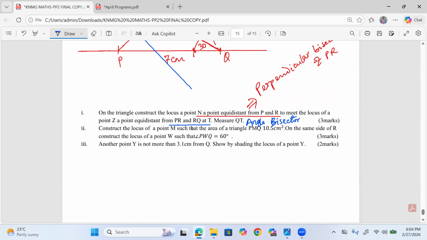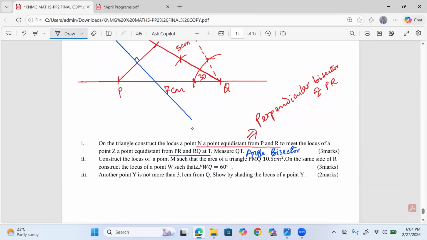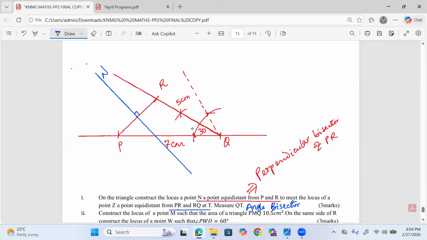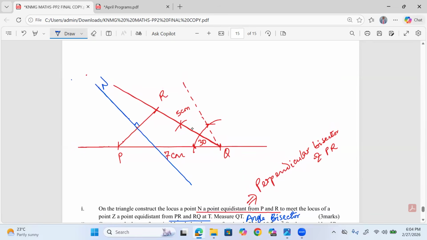Angle bisector of the angle between PR and RQ. So we bisect the angle at R. We split the angle at R into two.